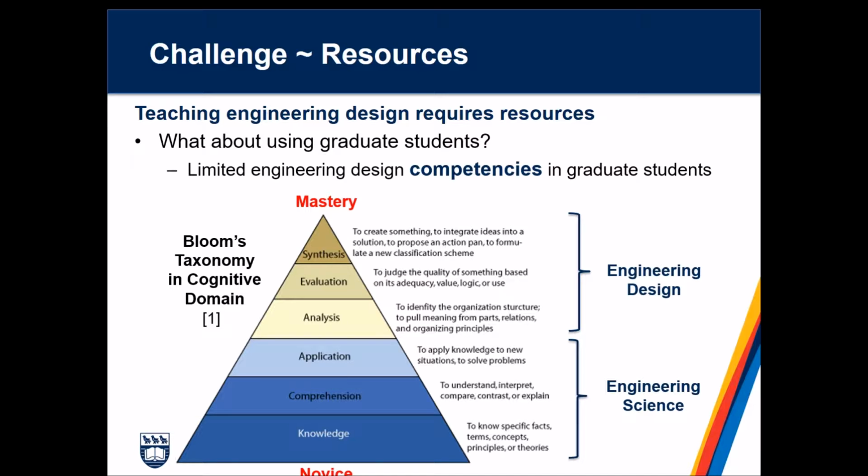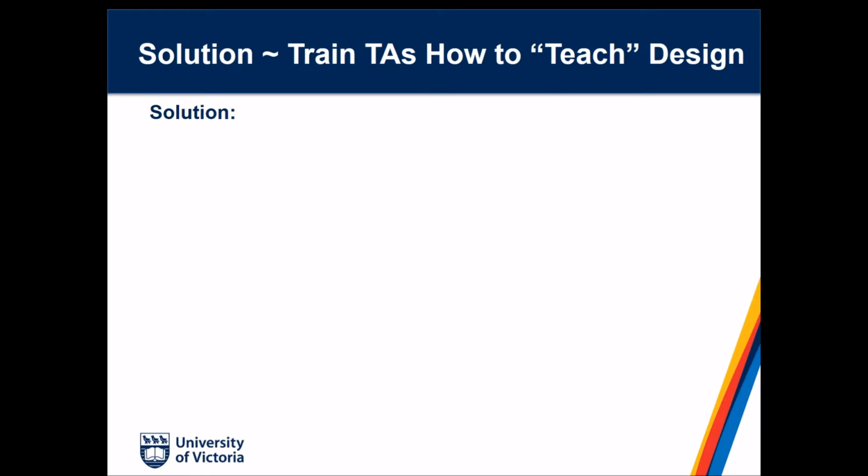From this information, we can make an argument that these are the same set of competencies required by our graduate students for them to successfully teach engineering design. This established a clear set of learning outcomes we could use in developing a training protocol for our graduate students to teach design. Our solution was the development of the Design Engineering Mentorship Program, or DEMP for short.